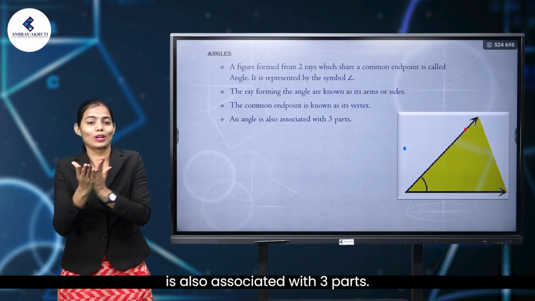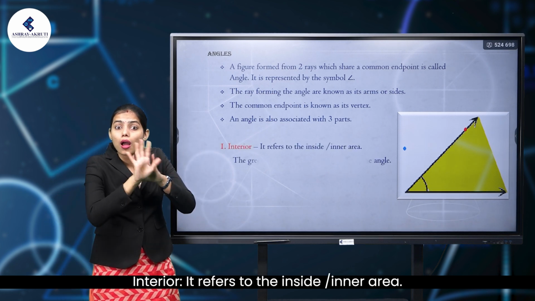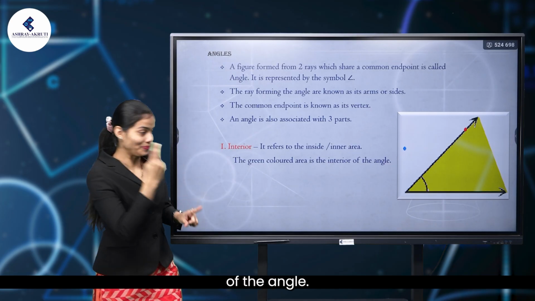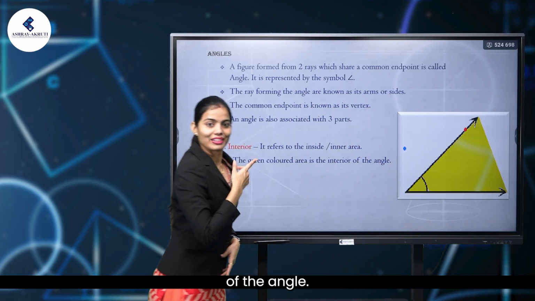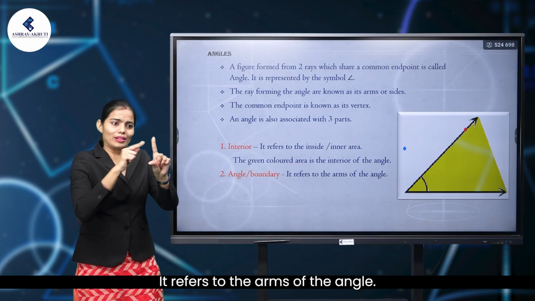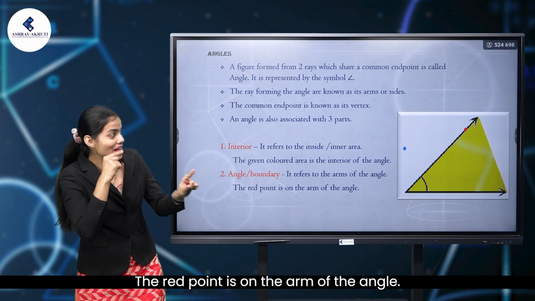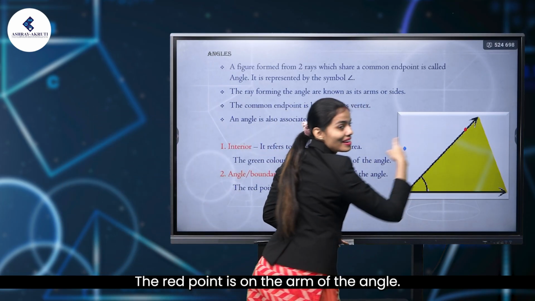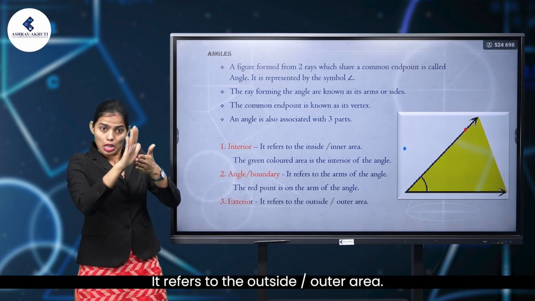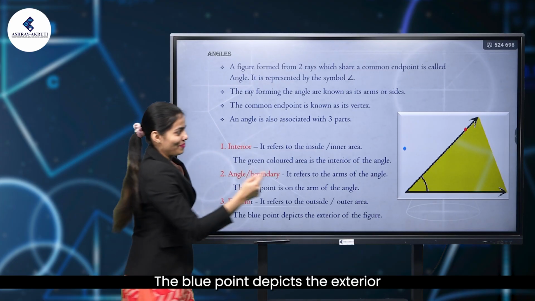An angle is also associated with three parts. Interior. It refers to the inside or inner area. The green colored area is the interior of the angle. Boundary. It refers to the arms of the angle. The red point is on the arm of the angle. Exterior. It refers to the outside or outer area. The blue point depicts the exterior of the figure.